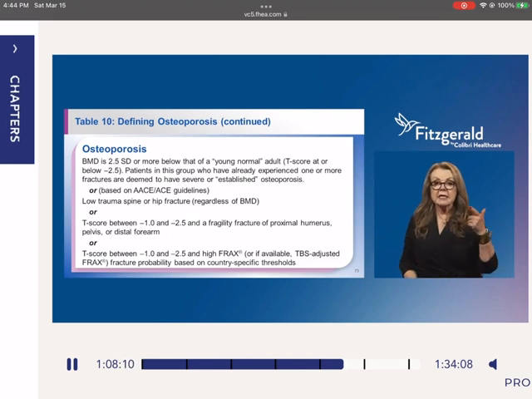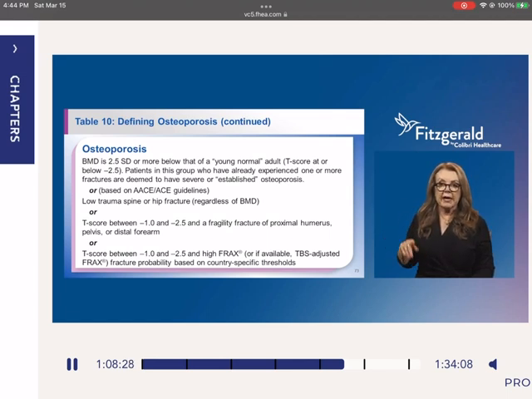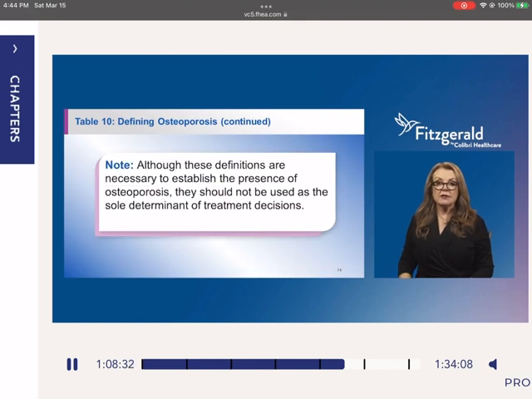In the defining osteoporosis table that we've provided for you, there are additional criteria based on AACE and ACE guidelines, but I would concentrate on that BMD 2.5 standard deviations or more below that of the young, healthy adult. Note, although these definitions are necessary to establish the presence of osteoporosis, they should not be used as the sole determinant for treatment decisions.